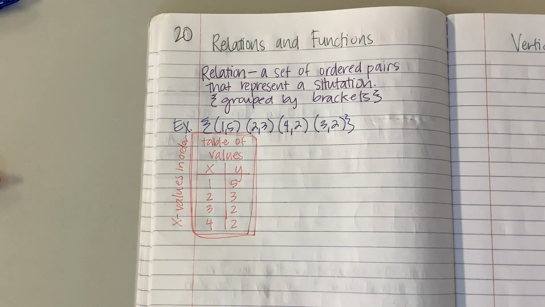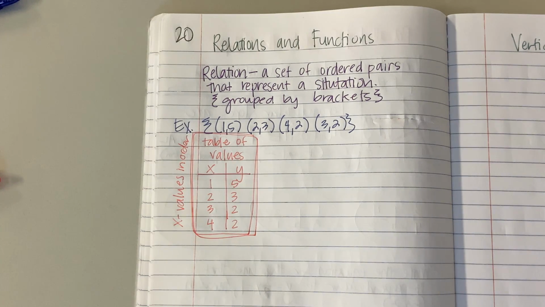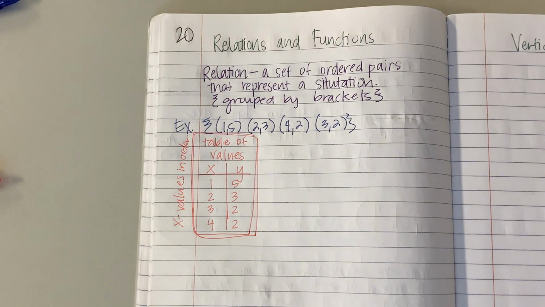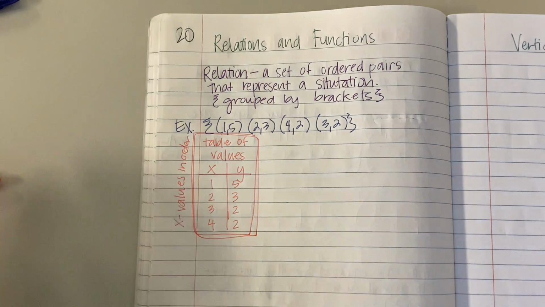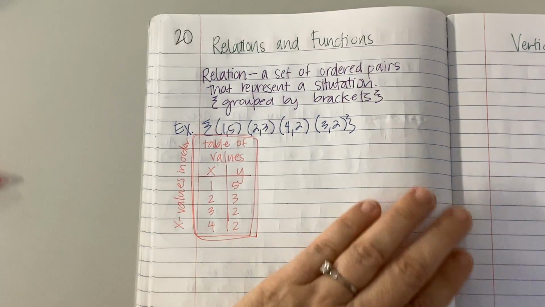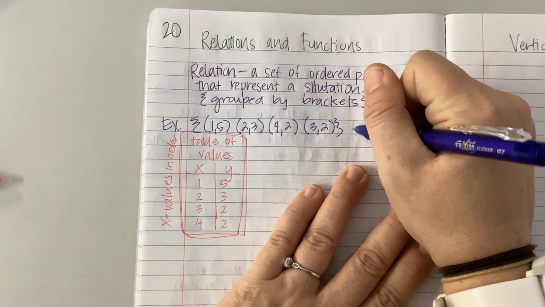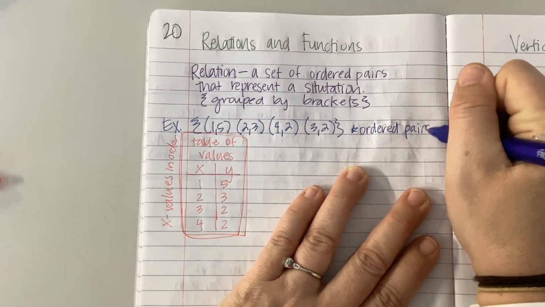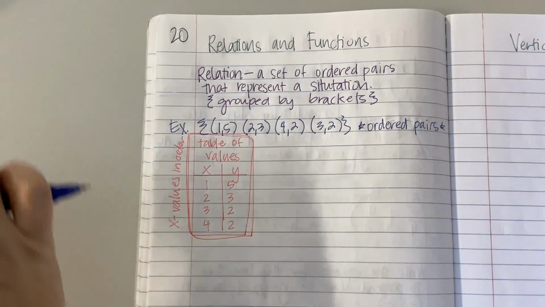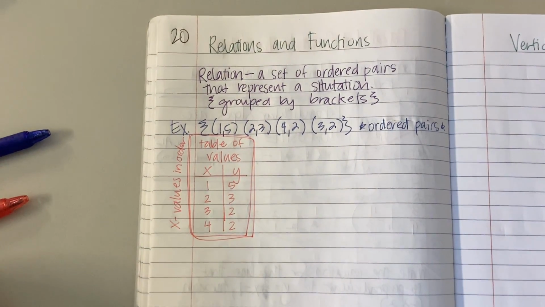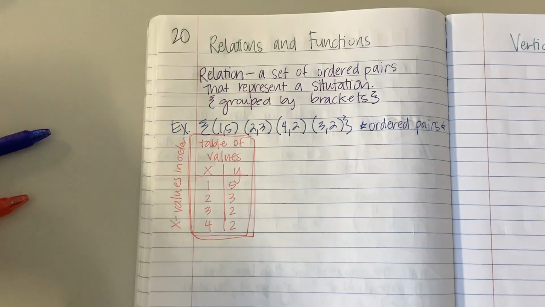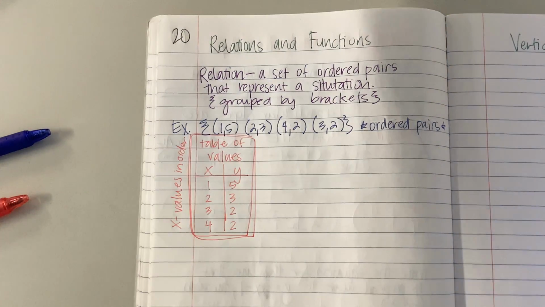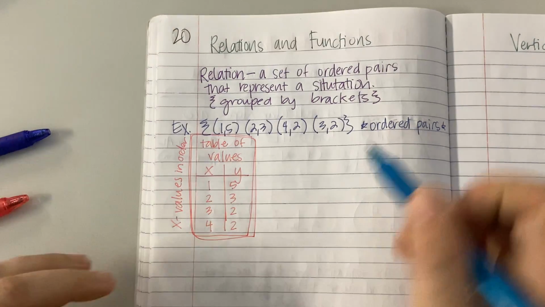Now, sometimes your X value repeats. Sometimes you have 2 of the same X value. You can pick which one goes first there. But your X values go in order. I can have ordered pairs, right? I can have a table of values. I can have a graph.